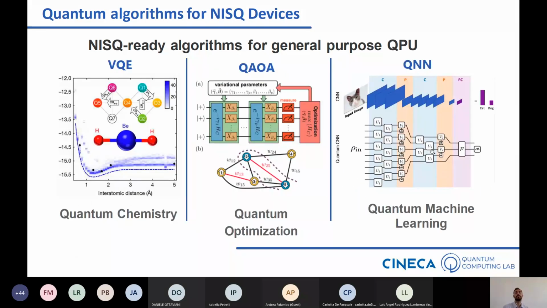So I was saying, we have quantum chemistry, quantum optimization, and quantum machine learning, the areas where these NISQ algorithms could work, and we have three different algorithms. We have the variational quantum eigensolver, QAOA, which is the quantum approximate optimization algorithm, and quantum neural networks. Now let's see how it works.